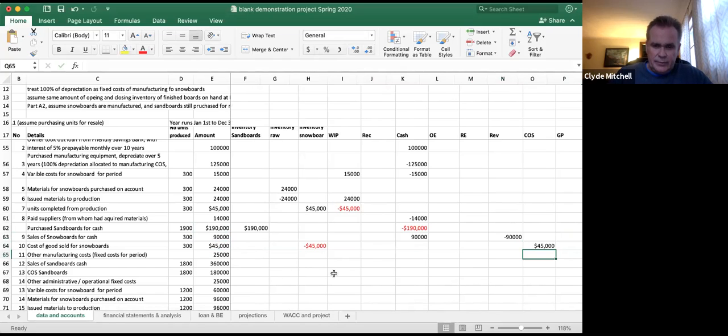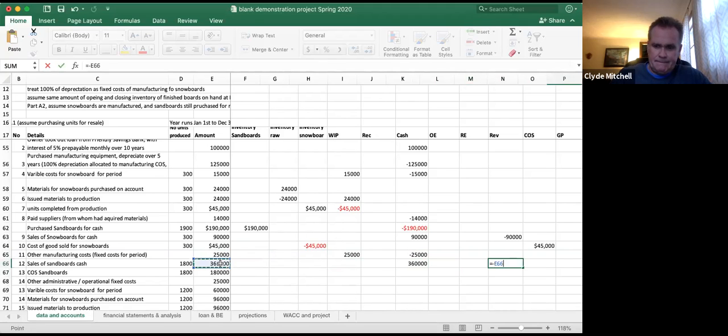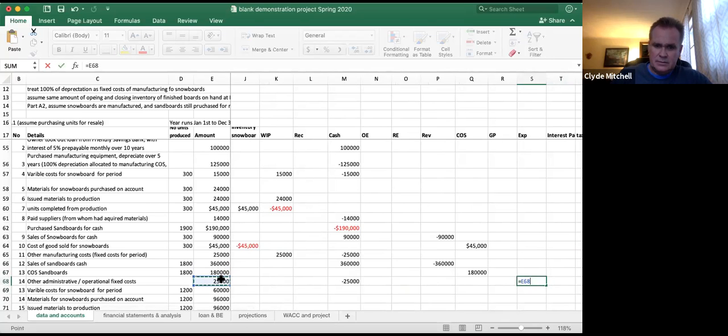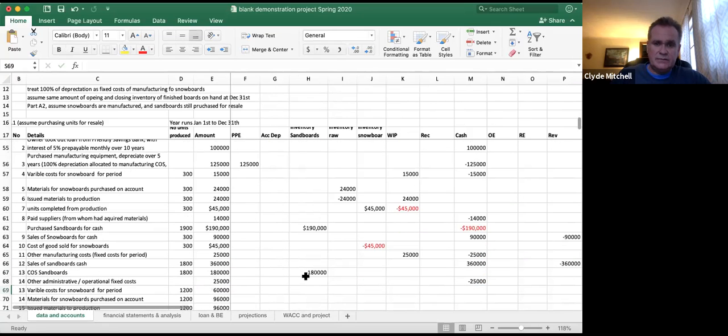Other manufacturing costs for the period. Remember, we spoke about this. This is going to be amounts you're going to pay, and it is related to the production of our snowboards. Okay, so we still have sandboards here. So sandboard sales, cash, and revenue. And then there will be cost of goods sold, which will be coming out of the inventory of sandboards and going to cost of goods sold. Then there's some other administrative costs. These have nothing to do with production. So these are going to be going to our normal expenses. And that is it for the transactions.